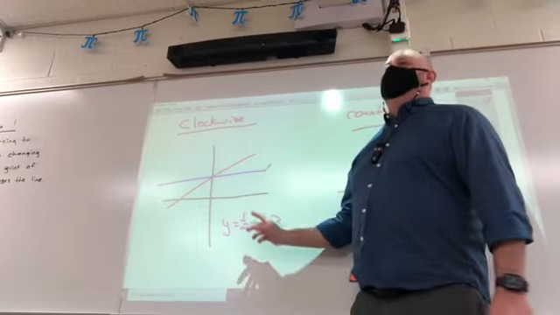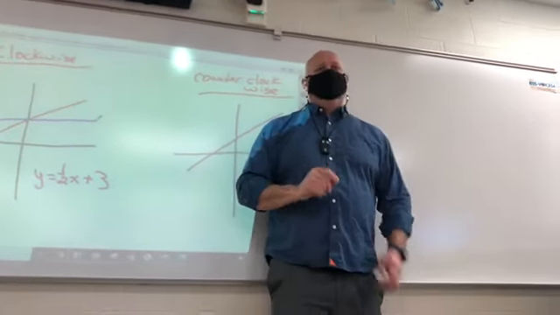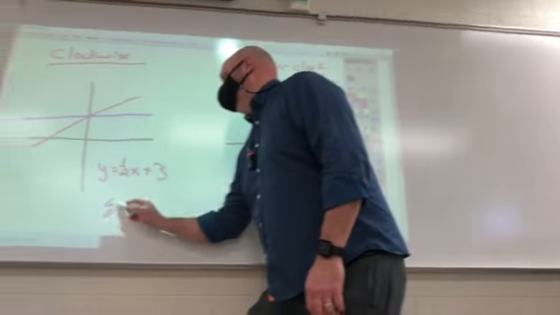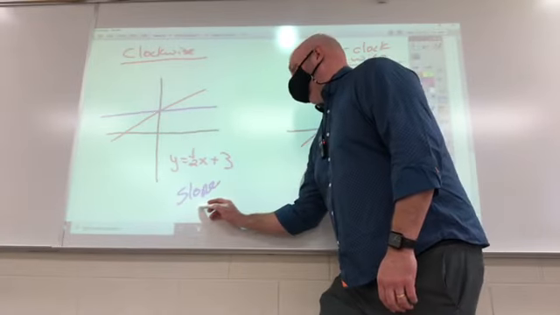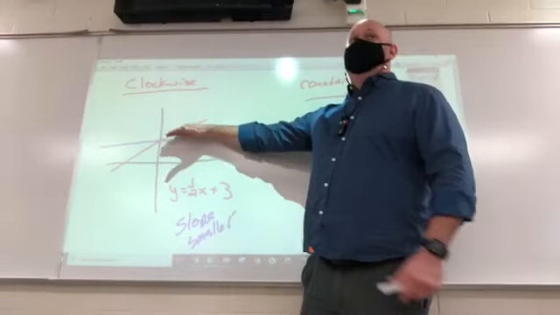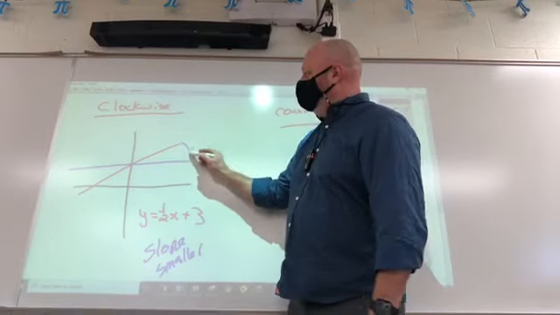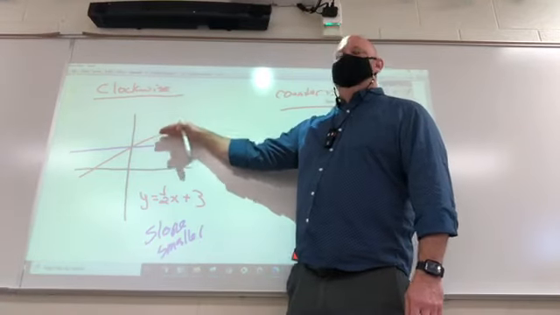What happened to my slope? Did my slope get bigger or smaller? My slope is getting smaller. Now, in this case, it almost went to 0, right? But it's getting smaller. When I go this way, my slope's getting smaller.